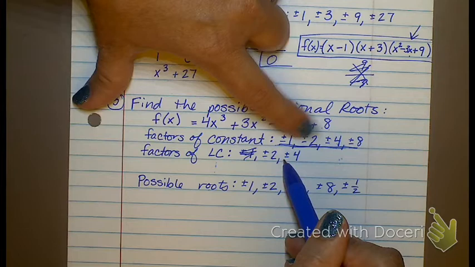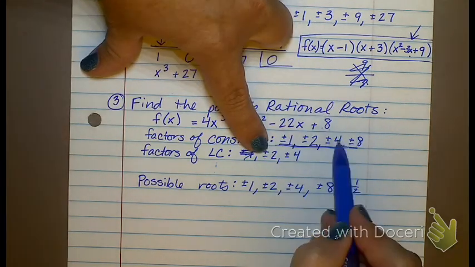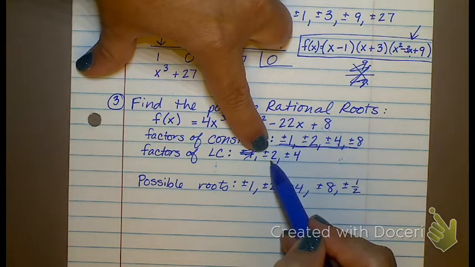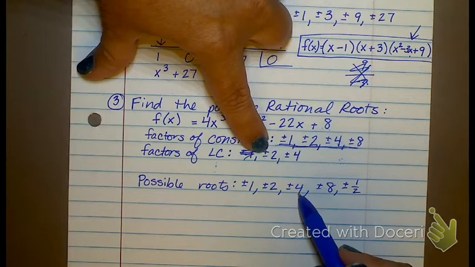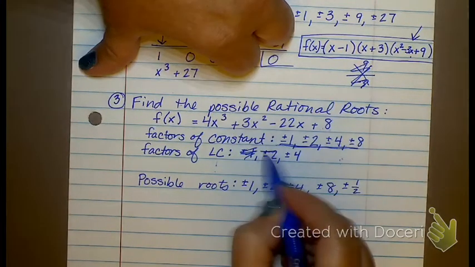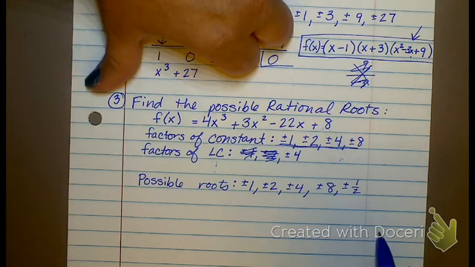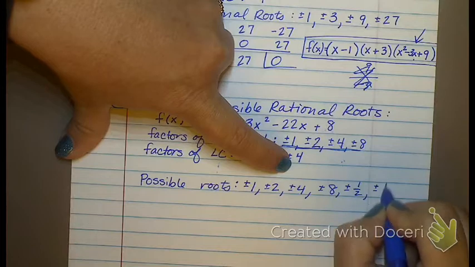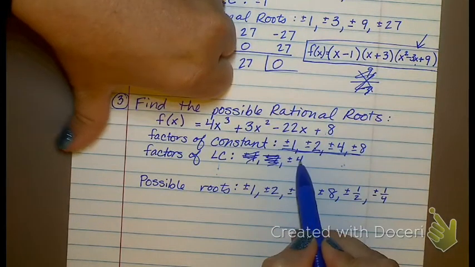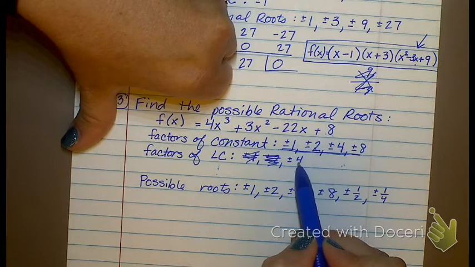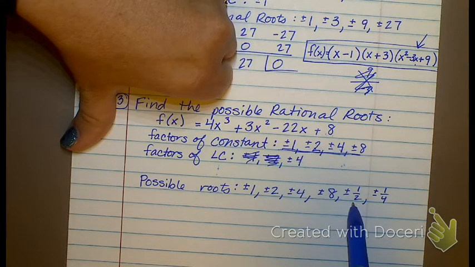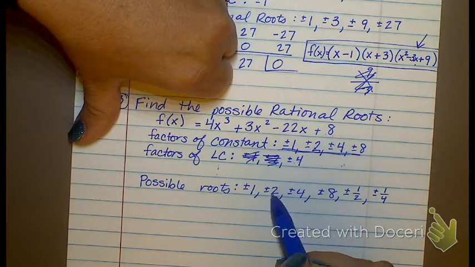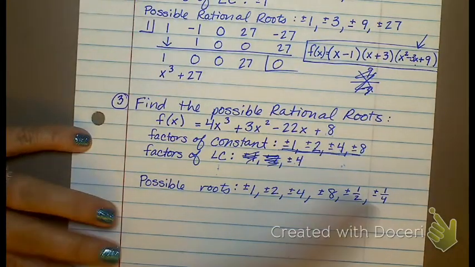It's already there. What about 4 over 2? That reduces to 2, which is also on my list, so I don't need to add it. 8 over 2. 4, which is also on my list. Okay, so I'm done with the 2's. That only added one new one because the other ones were all duplicates. Now I have to put them all over 4. 1 over 4, not on my list, so I do need to add it. 2 over 4, what does that reduce to? 1/2, which is on my list, so I don't need to add it. 4 over 4, 8 over 4, 2. So that is my full list of possible roots.